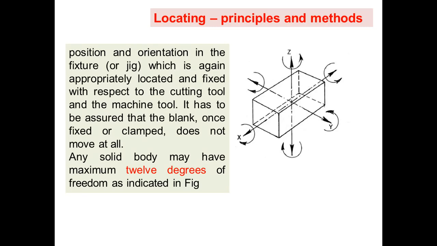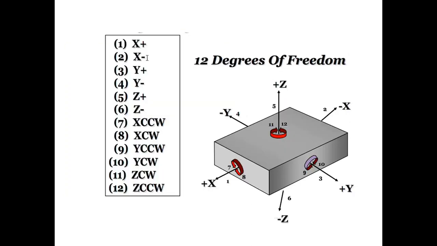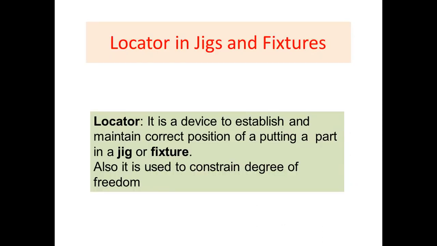Whenever we are designing jigs and fixtures, we have to see that the component is constrained for all these 12 degrees. As you see from this figure, we can see the 12 degrees of freedom: 6 linear and 6 rotary. Now what is a locator? It is the device to establish and maintain the correct position of a part in a jig and fixture. It is also used to constrain degrees of freedom.